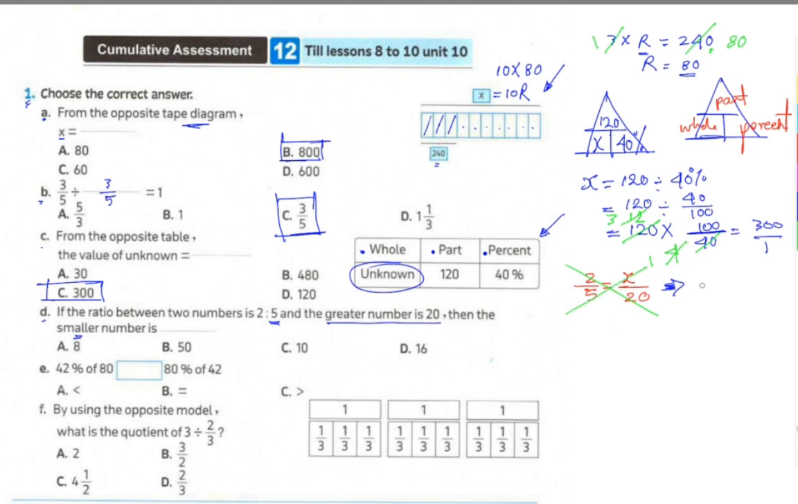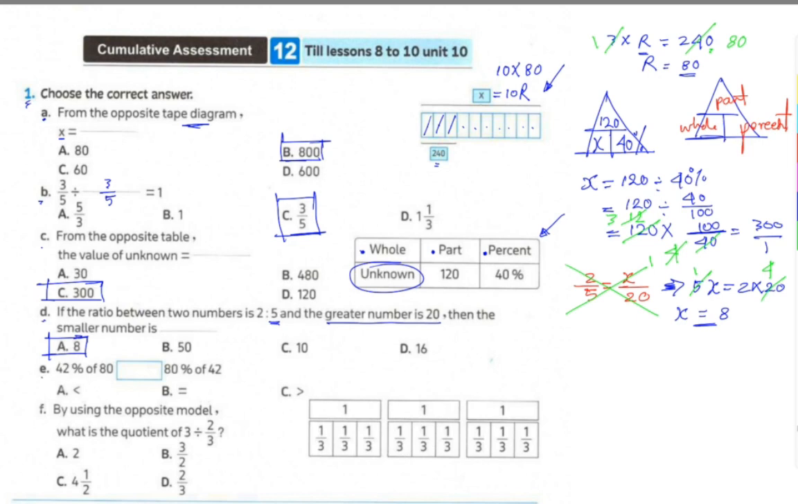5x equals 2 times 20. We learned to simplify first. I have 2 sides, so I can simplify 5 with 20. 5 over 5 equals 1, 20 over 5 equals 4. So I have 1x, that's x, and 2 times 4 equals 8. Now the value of x equals 8. So I would choose point A.